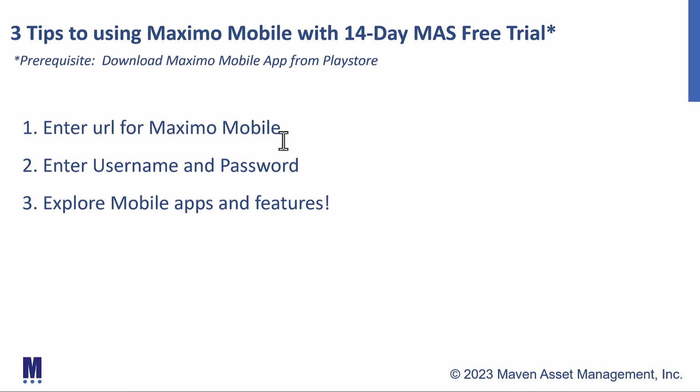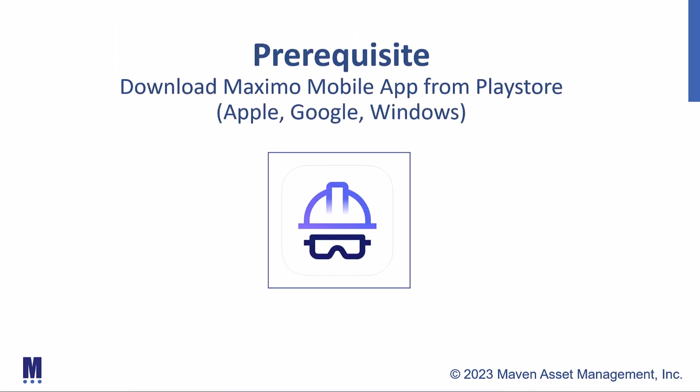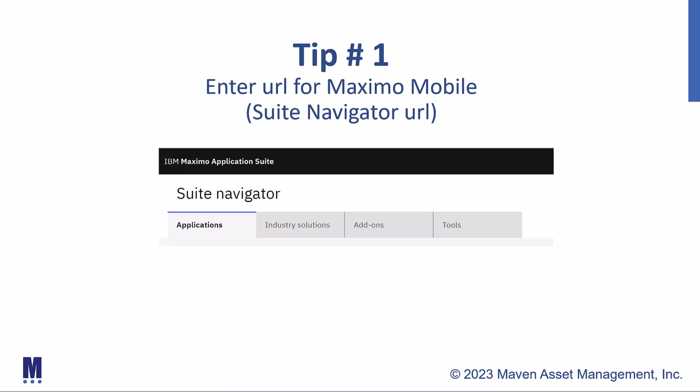First, you're going to enter the URL from Maximo Mobile, and this is the URL of the IBM trial for MAS that you're using. Enter the username and password. Again, this is from the IBM trial. And then the third tip is to start exploring the application. Be sure that it is intuitive to you and your users and that you're comfortable navigating and going between the different applications. So again, our prerequisite step is to download the app from the Windows in the Play Store. And then we're going to move into step number 1 or tip number 1.